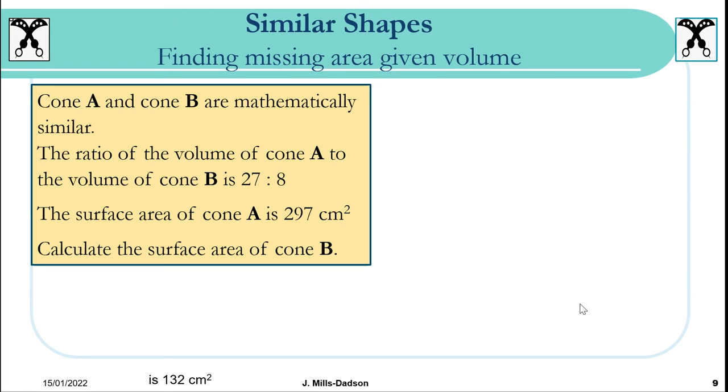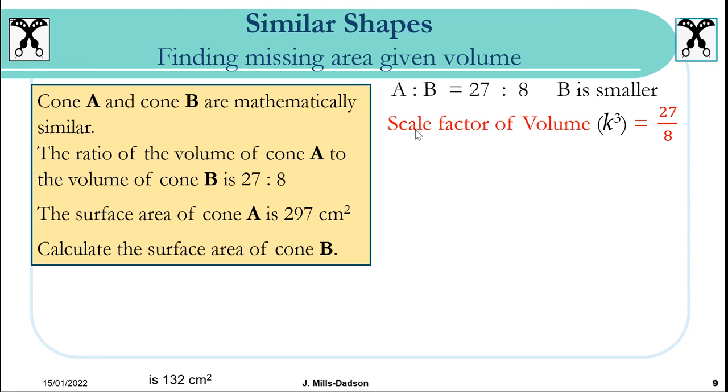So it's best to go step by step. We have A and B. 27 is to 8. That is the volume. Now, the scale factor of volume using this is 27 over 8. I'm just using the volume to work out the scale factor of volume.